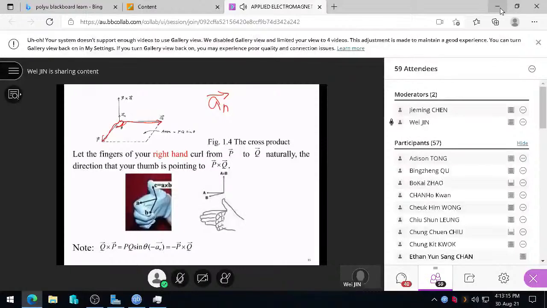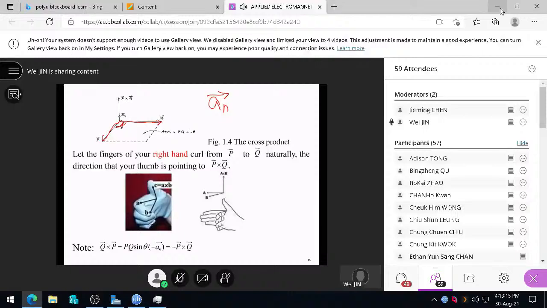Now, how do you represent this vector cross product mathematically? Okay, I'll tell you the result first, then we will go through the whole process. Now, the result is given here: P cross Q. This one is very easy to remember. P cross Q, the result is a vector.